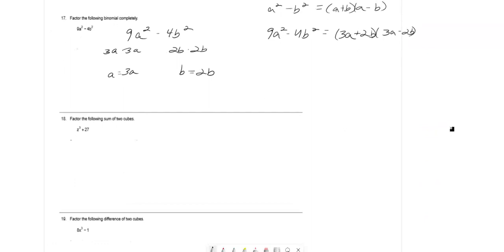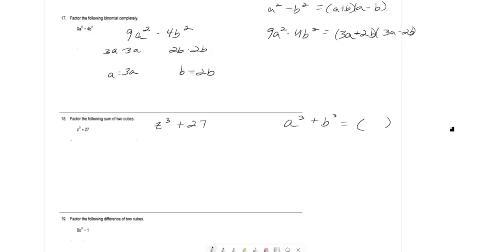Now with number 18, we clearly are not looking at perfect squares because we have x to the third power. So this takes us to the sum of cubes, the sum of two cubes, which is the formula where we have a to the third plus b to the third.